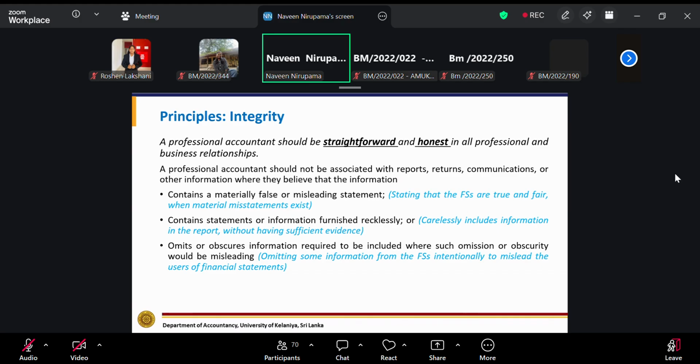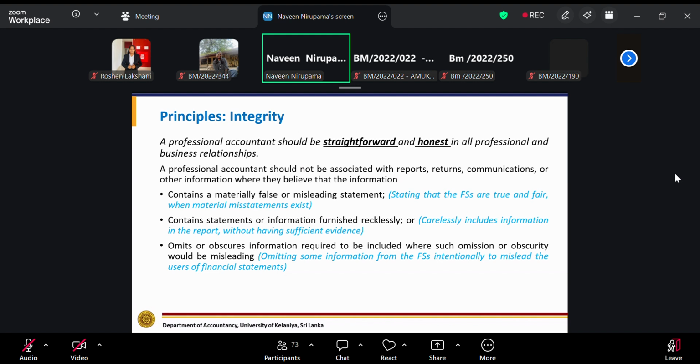If the person is aligned with integrity, if they are honest, then if there are misstatements in the financial statements, they will disclose them. He or she should disclose the material misstatements of the financial statements before giving the opinion, as the auditor or the person. The financial statements should give a true and fair view. If there is any material misstatement, they should disclose it.